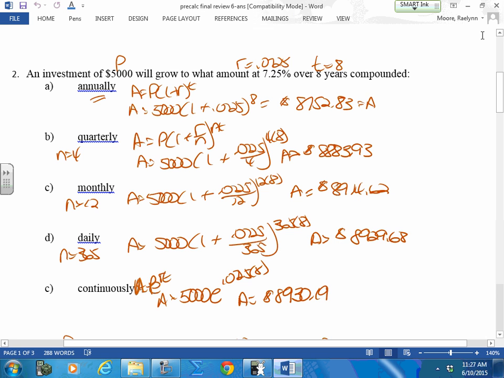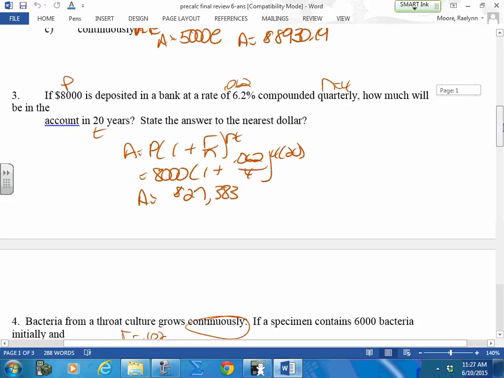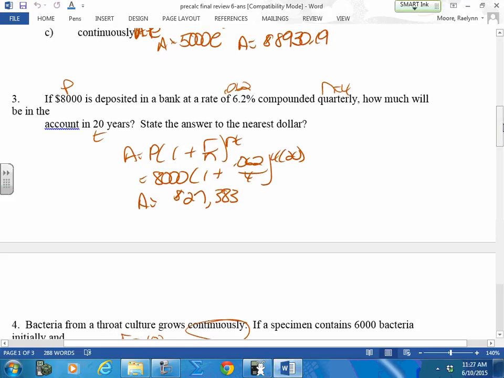Stop me if you have any questions. Okay, these were a lot of the ones with the rates and the principals and investment, decrease, increase. We want to know how much will be in the account after 20 years. And it said state to the nearest dollar. Again, fill in your pieces. Be careful when you do it in your calculator.